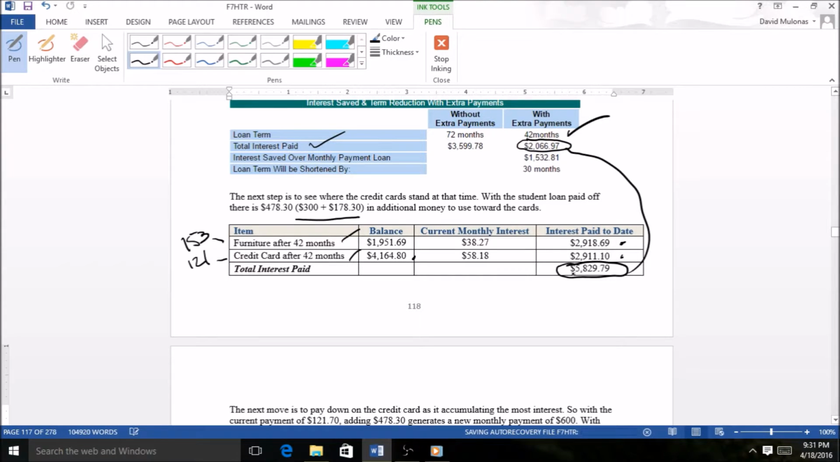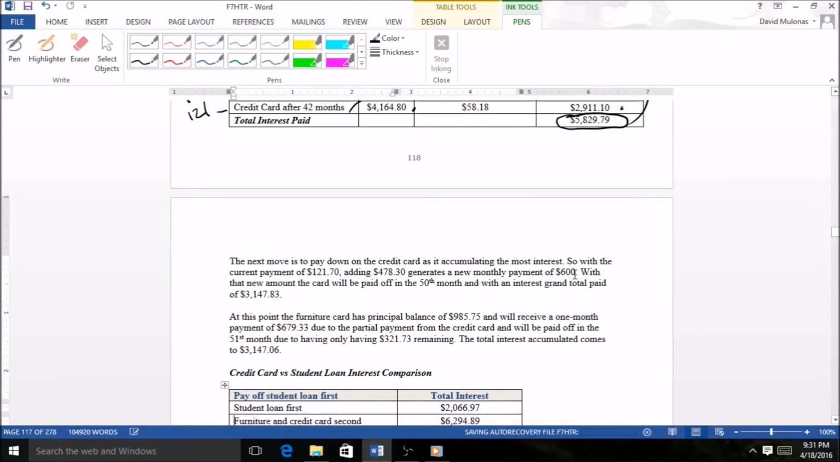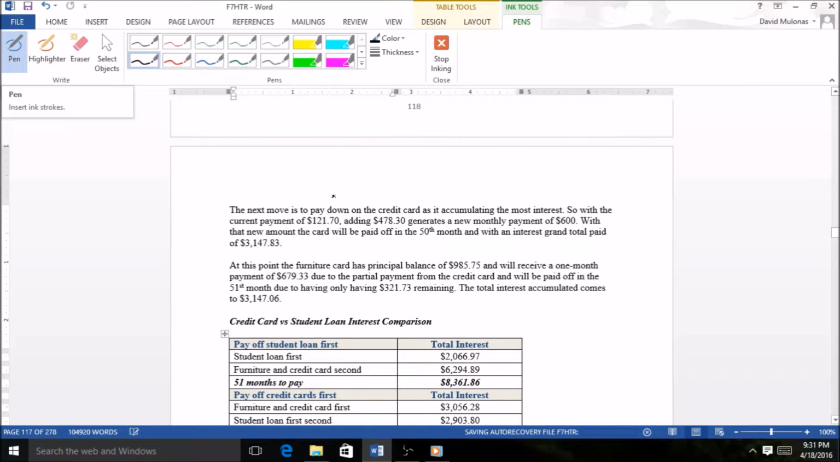So now we need to go and get the furniture and the credit card itself paid off. The card that's charging the most interest needs to get paid first, and that's what we figured out from the past. Okay, so that actually is the credit card. So the $121.70 was the minimum payment. Then the $478.30 that was freed up from the student loan was added to that, and it created a monthly payment of $600. From running the numbers that you don't see here, so you don't have to see the long schedule, it would be paid off in 50 months.